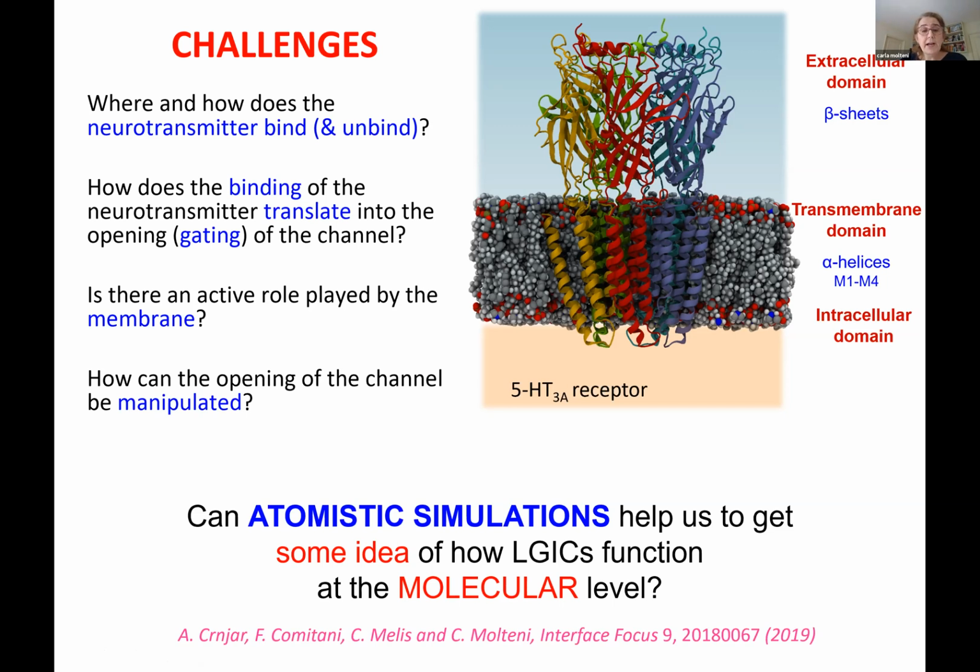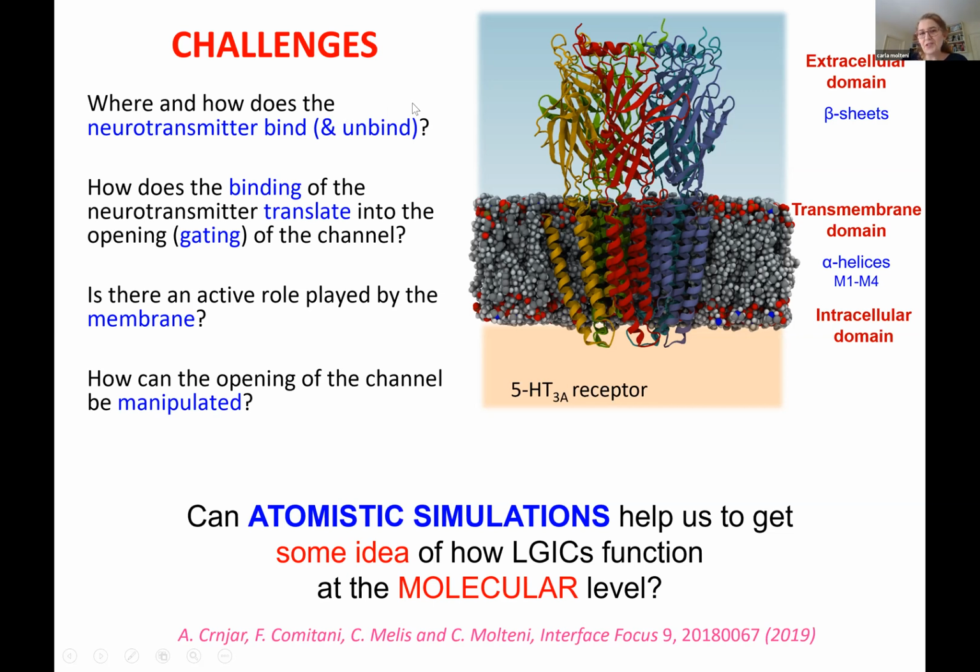So what are the challenges? The challenges are where and how does the neurotransmitter bind, and also how does it unbind? How does this binding translate into an opening of a channel that is quite some tens of angstrom far away?